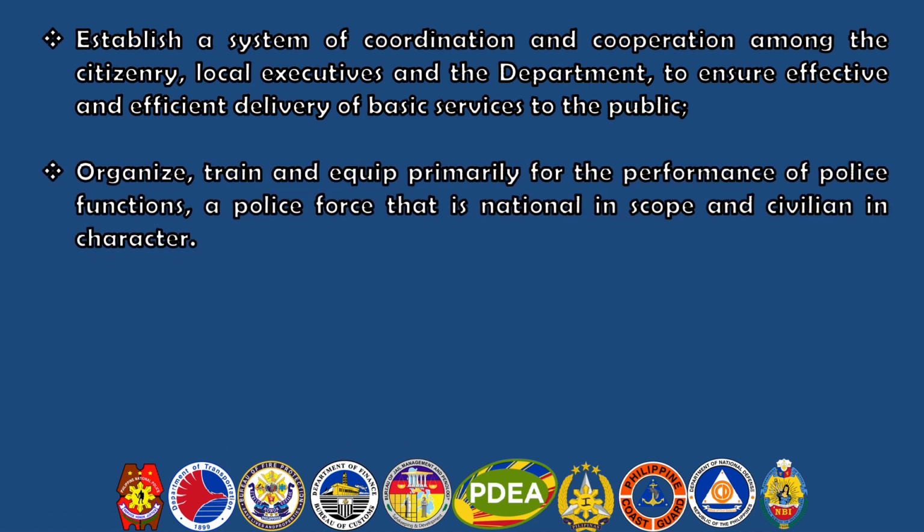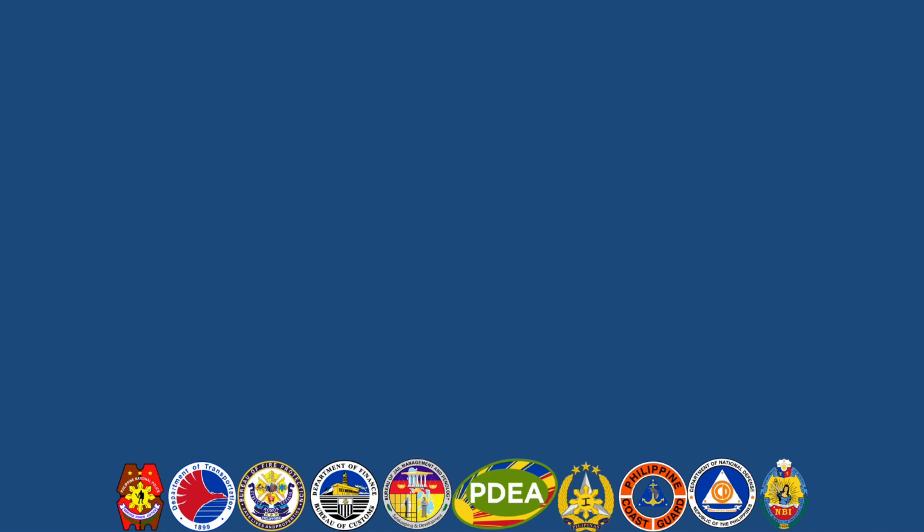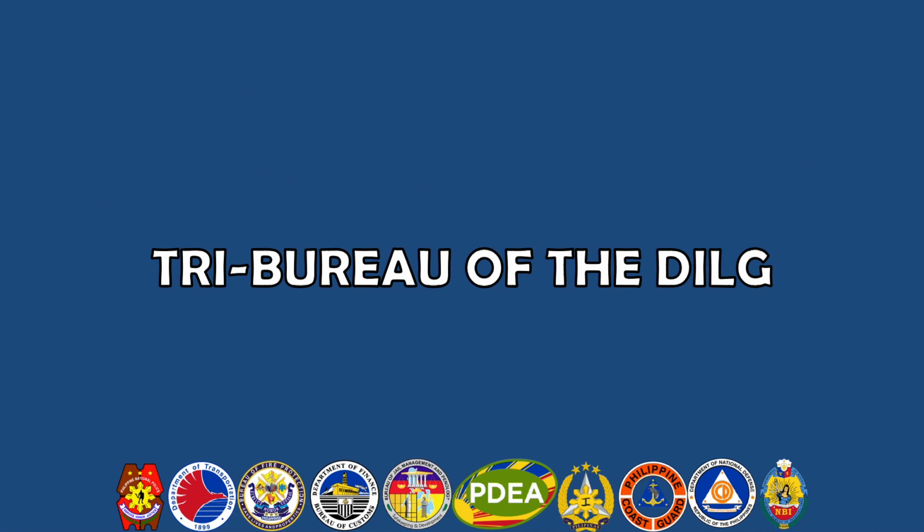Organize, train, and equip primarily for the performance of police function a police force that is national in scope and civilian in character, as per the DILG Act of 1990. Next would be the Tri-Bureau of the DILG. I expect, especially from criminology students, that you know the Tri-Bureau of the DILG. The Tri-Bureau of the DILG is composed of the PNP or the Philippine National Police, the BJMP, which is the Bureau of Jail Management and Penology, and the BFP, which is the Bureau of Fire Protection.